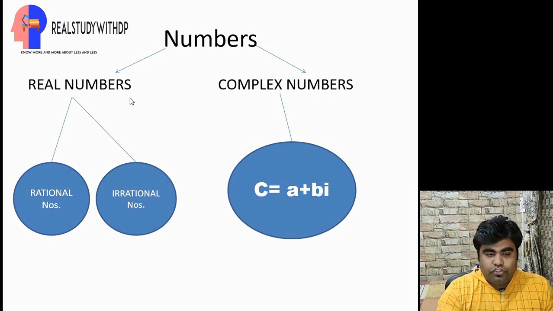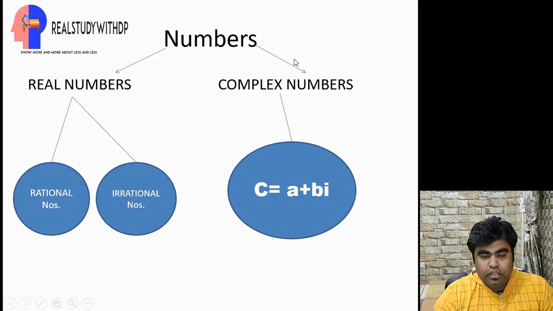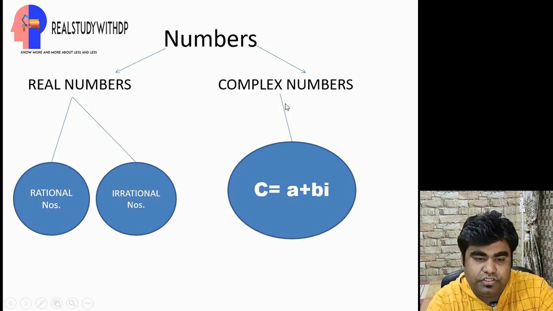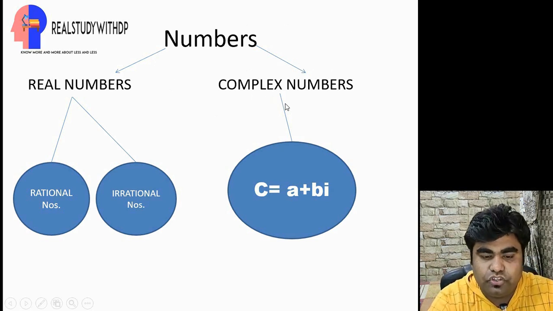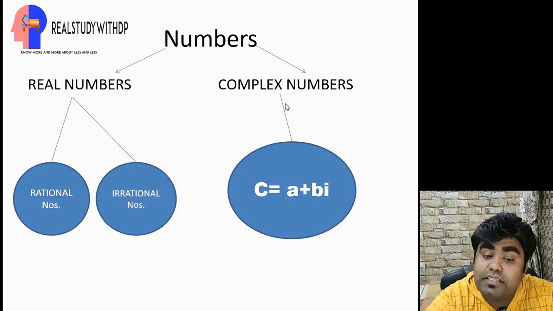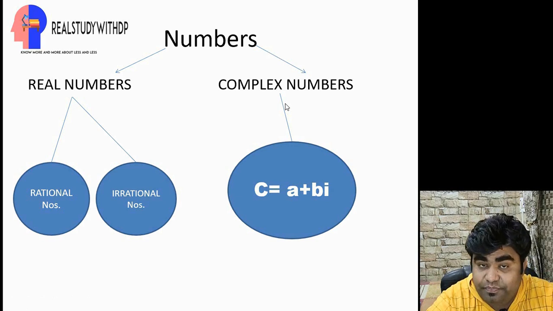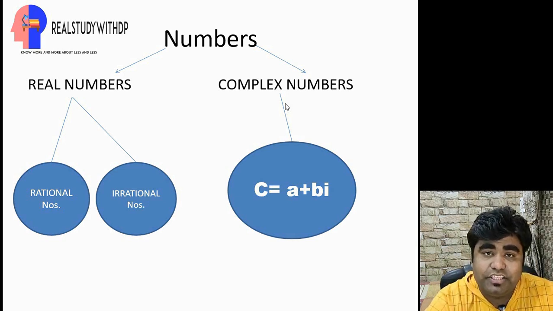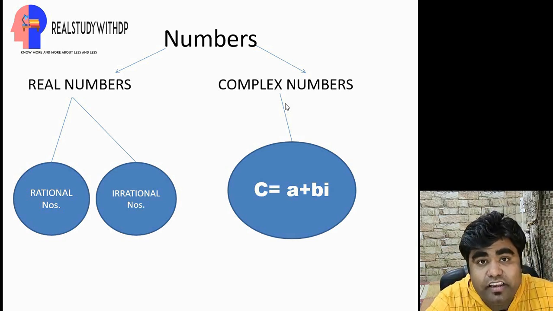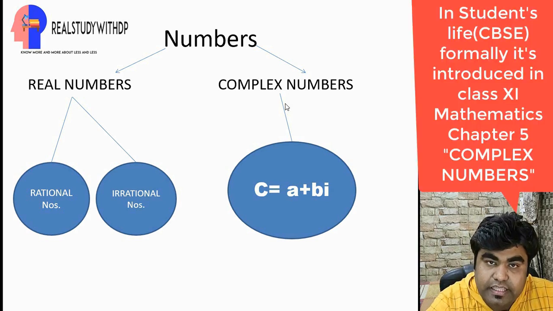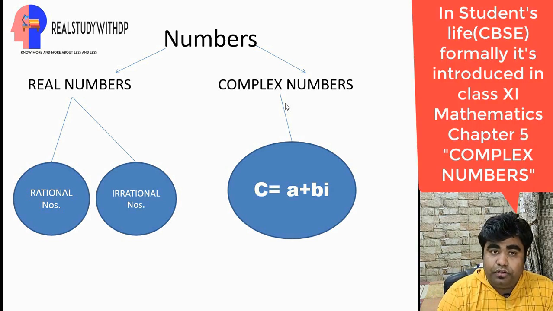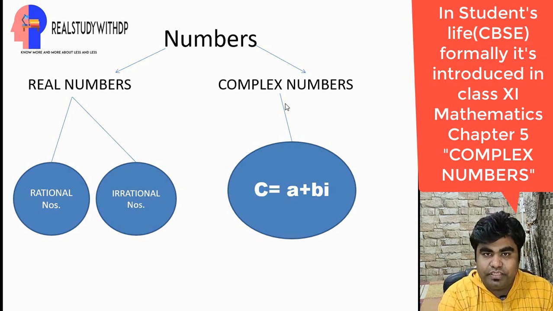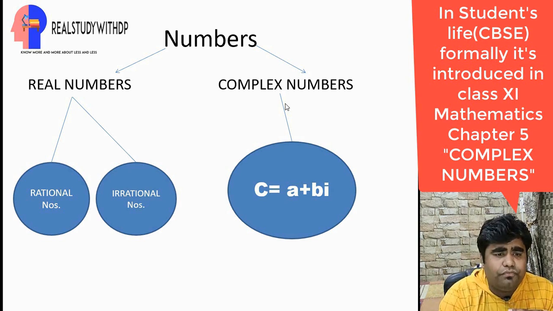Now I'm going to discuss rational and irrational numbers in the next slide, but before that, just have a small glimpse of the complex numbers. Well, complex numbers are a bit fancy. Why am I saying fancy? Because these numbers are introduced in India, as far as the CBSE board is concerned, in class 11th. There is a chapter called complex numbers itself. I don't know whether it is the 5th chapter or the 4th chapter, we have to check it out.